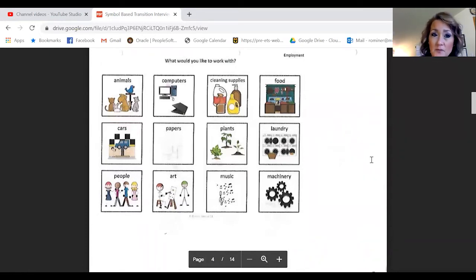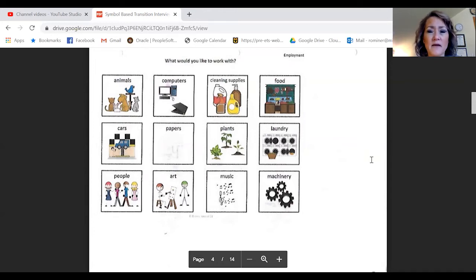What would you like to work with? This is basically asking, do you want to work with animals, computers, cleaning supplies, food, cars, papers, plants, laundry, people, art, music, machinery? A lot of these, they'll say they like them all, but then we'll try an activity with one of them, and just based on their reaction or how long they stay interested in the activity, you can actually determine if they really like it.